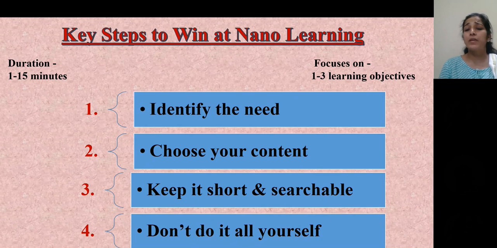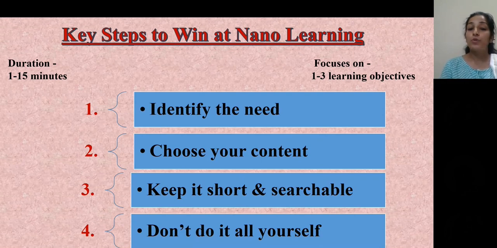Then third, you have to keep it short, because you don't have 25, 30, 40 minutes, 1 hour. You have just 15 minutes. So you have to keep your content short and searchable. That means you have to put some space for this search for the learner also, so that that person can enlarge his or her knowledge.